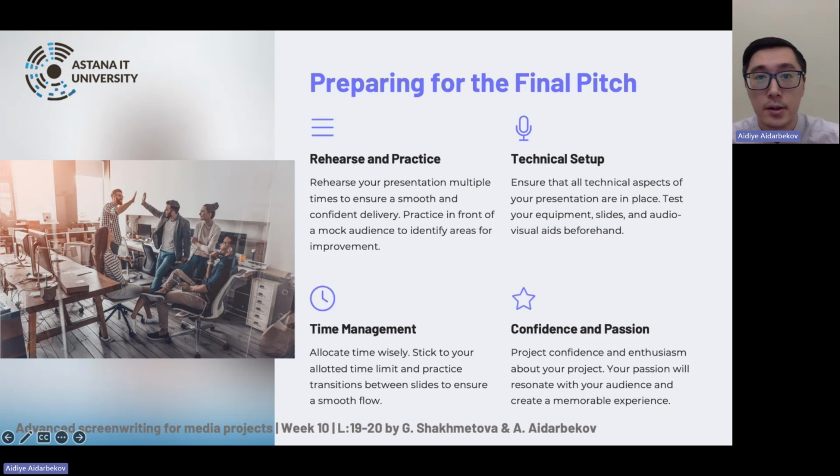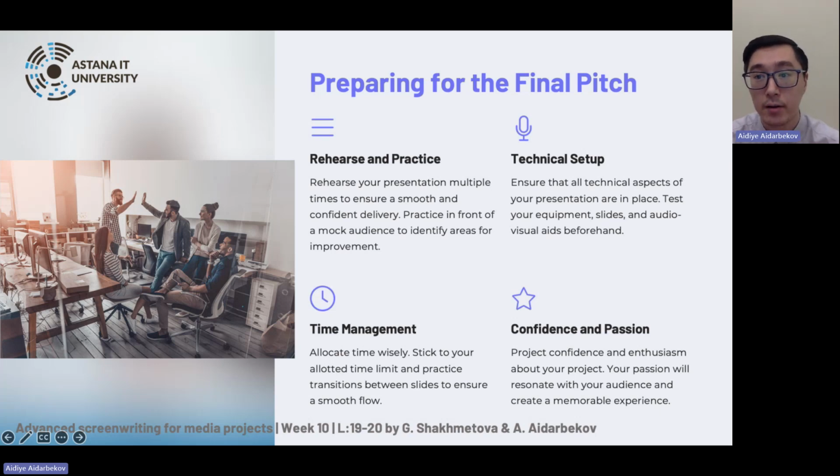Okay, and preparing for the final pitch. Again, what you need to do is rehearse and practice, the key fundamental things. You need to rehearse your presentation multiple times to ensure a smooth and confident delivery. You need to practice in front of a mock audience to identify areas for improvement. For us, these were our practice hours when we defended our project in front of our group mates.